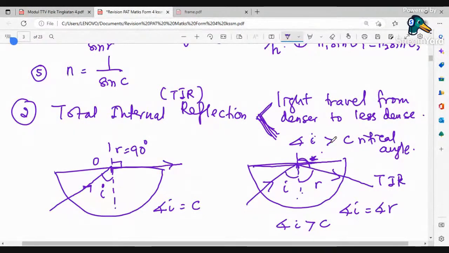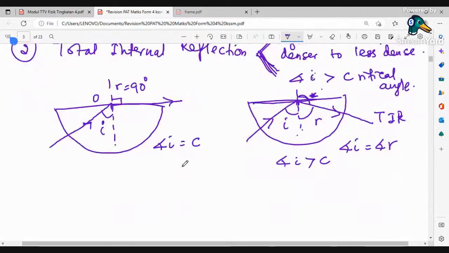Ingat dia mesti denser to less dense. Saya pun dah silap tu. Maksudnya glass to air lah macam tu, water to air. Okay, baru berlaku total internal reflection.